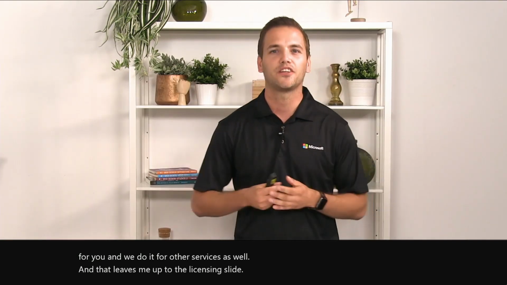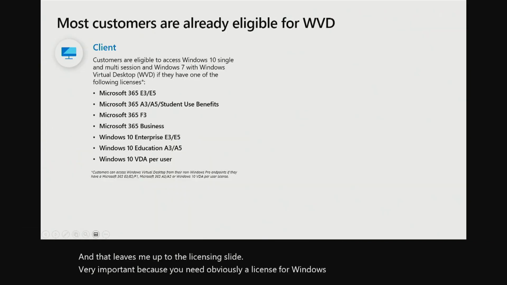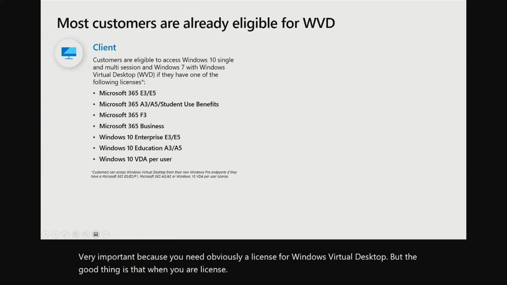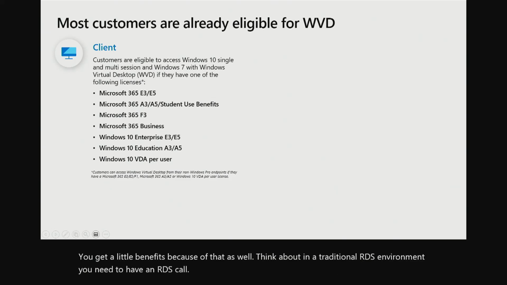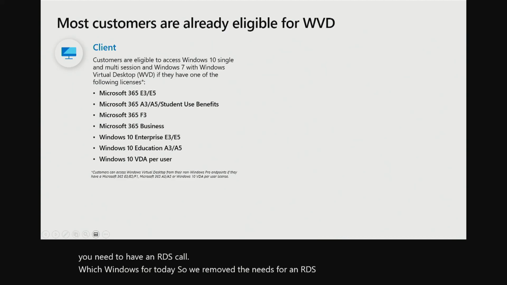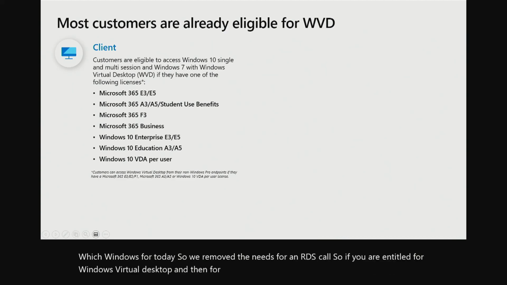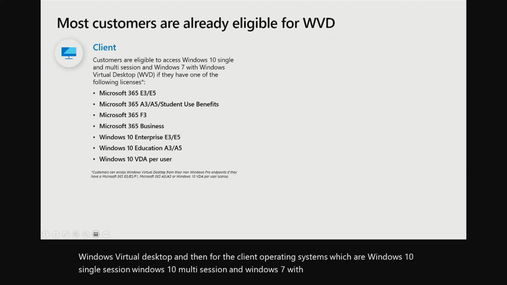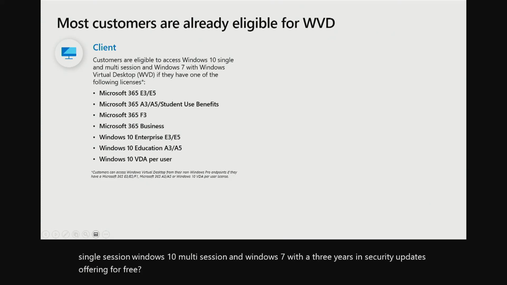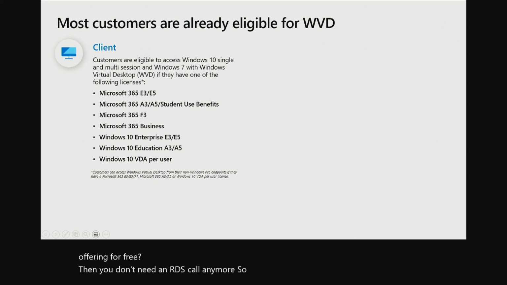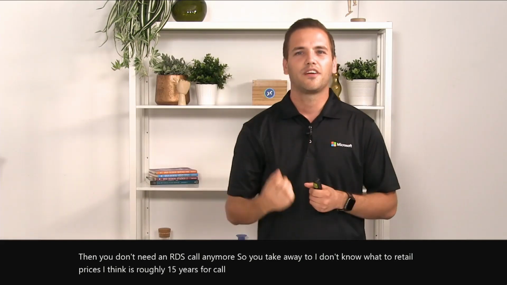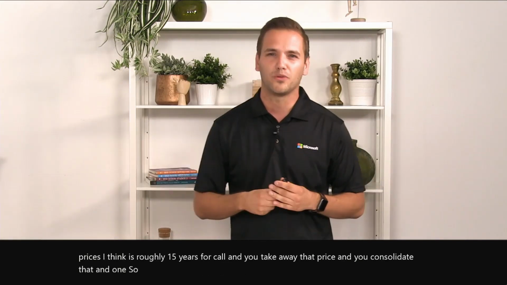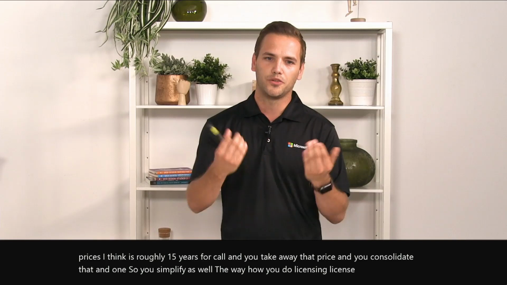This is very important, because you obviously need a license for Windows Virtual Desktop, but the good thing is that when you are licensed, you get a lot of benefits as well. In a traditional RDS environment, you need an RDS CAL. With Windows Virtual Desktop, we removed the need for an RDS CAL. So if you are entitled to Windows Virtual Desktop and the client operating systems, which are Windows 10 single session, Windows 10 multi-session, and Windows 7 with the 3-year extended security updates offering for free, then you don't need an RDS CAL anymore. You take away the, I don't know what the retail price is, I think it's roughly 15 euros per CAL, and you consolidate that into one. So you simplify license management as well, and you decrease the cost of your environment.